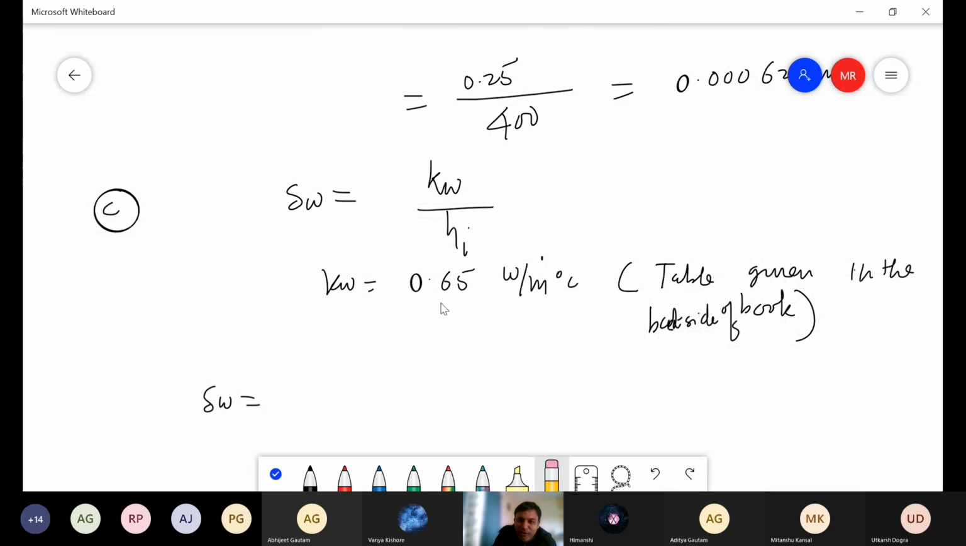This we wanted to find out. HI will be what? For the same film thickness as the monomer case.